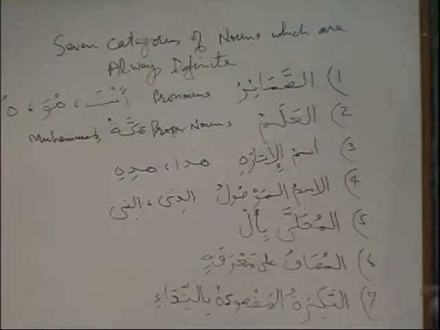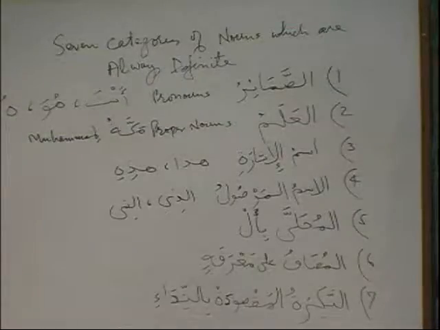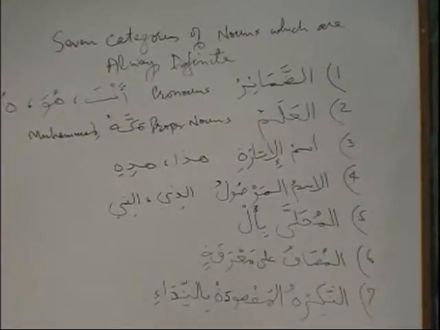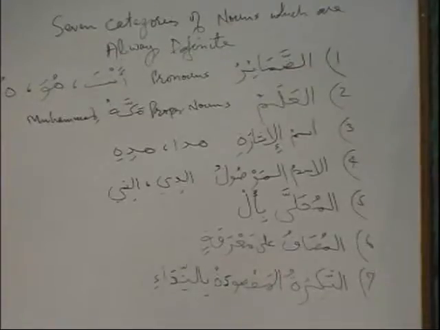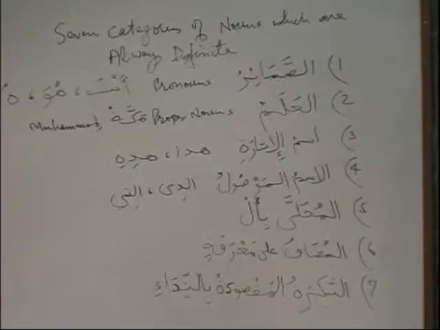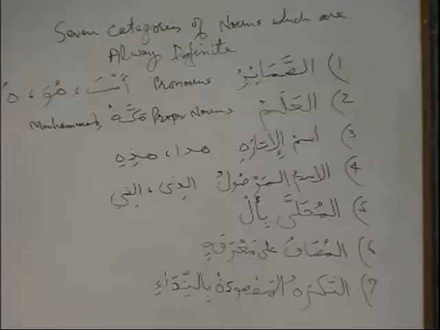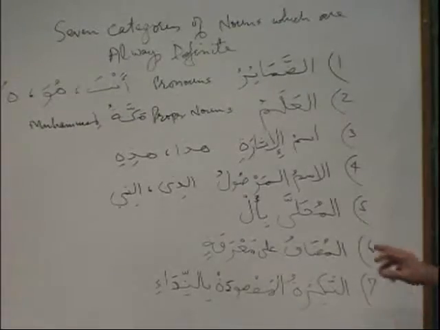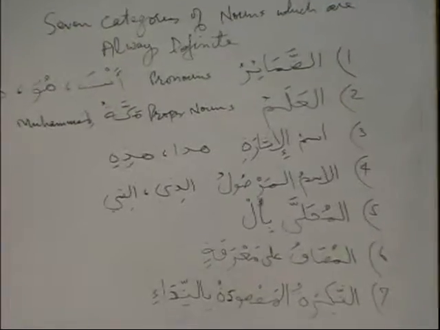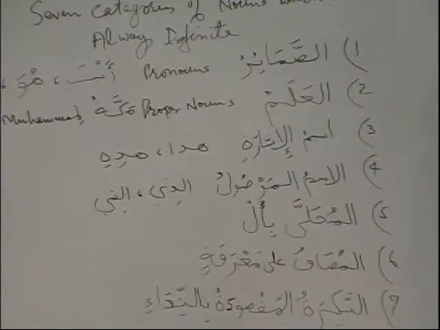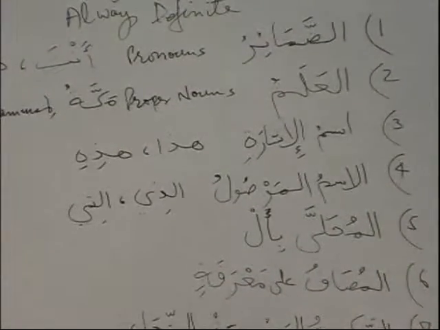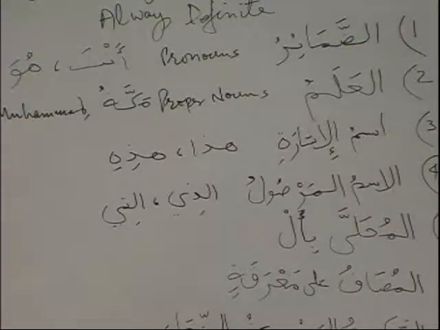And then al-muhalla bil-al. Remember this word, al-muhalla. What is the meaning of al-muhalla? Decorated with, adorned with. You decorate something. You decorate a noun with al, and it becomes definite. Fine, brothers and sisters. And then al-mudaf ala marifa. When the mudaf ilayhi is marifa, mudaf is definite. Okay, brother? And then an-nakiratul maqsudatu.